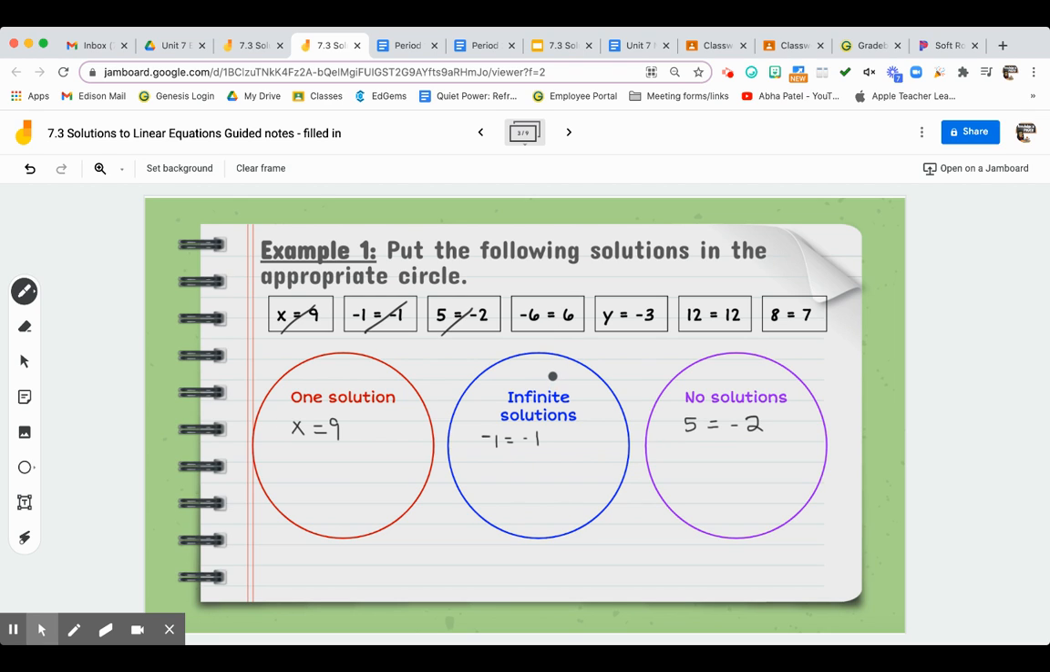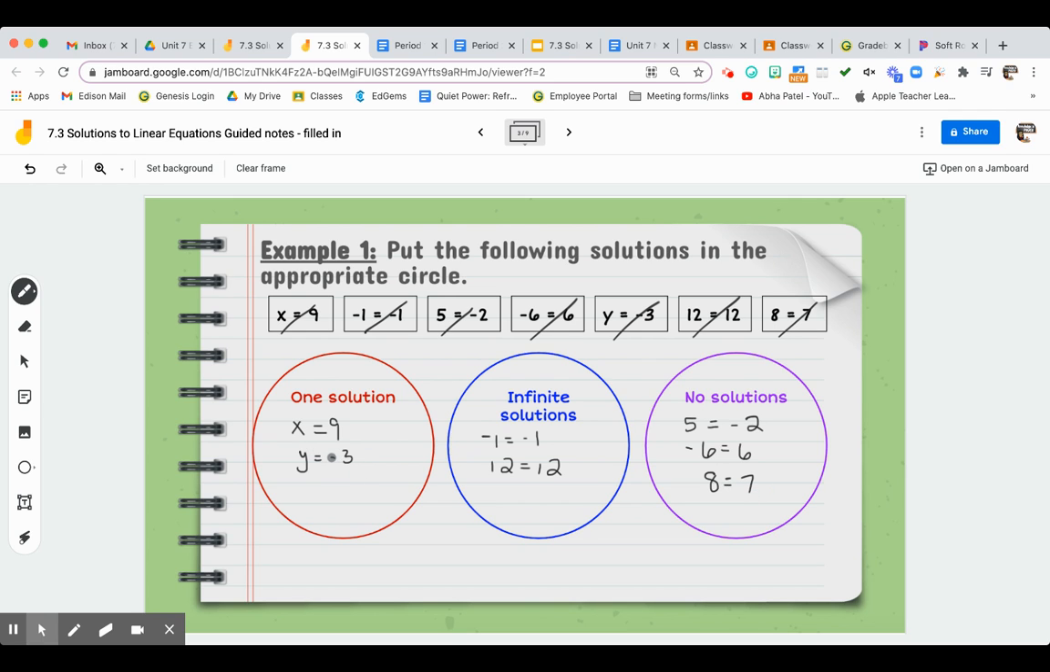-6 equals 6. And some of you might get tricked by it, but is -6 equal to 6? It does not. They're opposite numbers, so this is going to be no solutions. y equals -3. There actually is a value for that variable, so it's going to be one solution. 12 equals 12, same number, so it's going to be infinite. 8 equals 7, no solution.